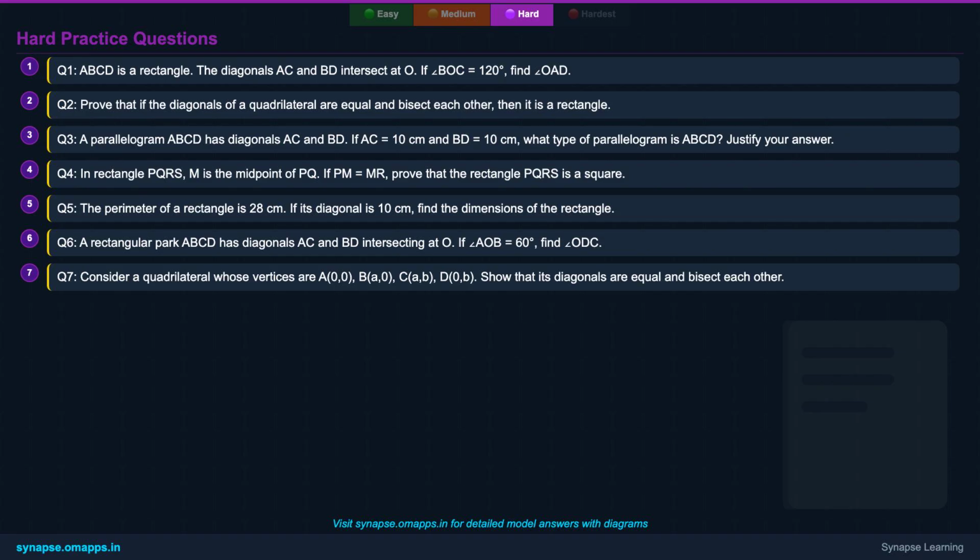Q5. The perimeter of a rectangle is 28 centimeters. If its diagonal is 10 centimeters, find the dimensions. Q6. A rectangular park has diagonals AC and BD intersecting at O. If angle AOB is 60 degrees, find angle ODC. And Q7. Consider a quadrilateral with vertices A, 0, 0, B, A 0, C, A, B, D, 0, B. Show that its diagonals are equal and bisect each other. Take your time and apply all you've learned.